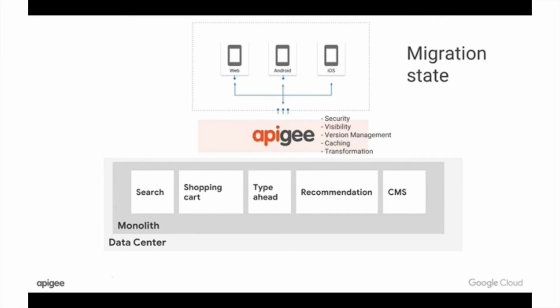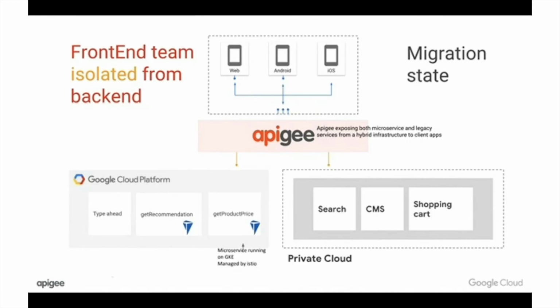From this current state, what this particular customer decided is that the first thing they need to do while undertaking this migration journey is to isolate these client applications from the backend, so the client applications are not impacted by any changes happening at the backend. So they inserted Apigee in. Apigee can help you with security, visibility, version management, caching, and various transformations from those backends. So Apigee basically helped create that abstraction so that the front-end applications don't know when the backend changes. And they started to change the backend.